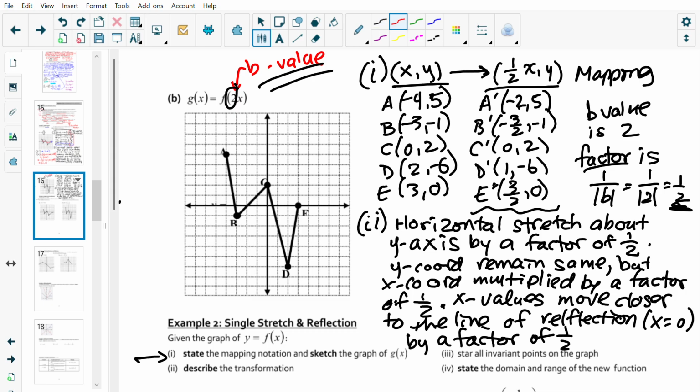Okay, let's take a look at this. So I'm going to graph this right here. A prime is transformed from -4, 5 to -2, 5. So it moves closer to the line of reflection, here's our line of reflection. Before, point A was 1, 2, 3, 4 away. Now it's just 1, 2. So it's moved by a factor of 1/2 closer to the line of reflection, which is x equals 0.